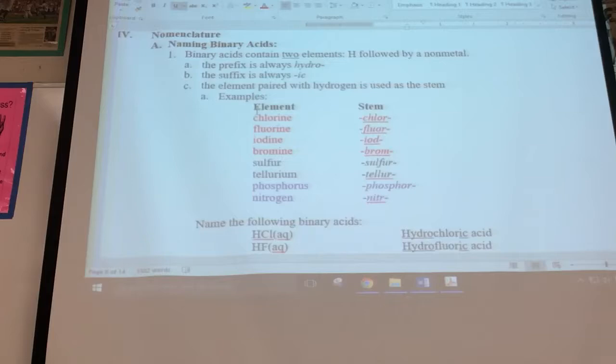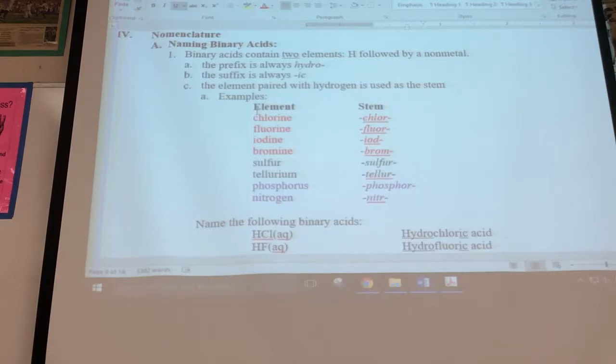When you name these, the prefix for a binary acid is always hydro. So anytime that you have an acid that starts with hydro, it's binary. It's going to be H followed by a nonmetal, and you may have a subscript after the H. I'll show you how that's determined. The suffix for a binary acid is always ic. So it's going to be hydro something ic acid.